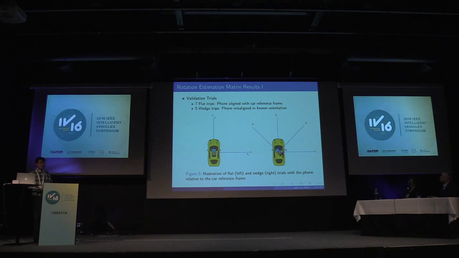So we also have validation trials for the rotation matrix estimation. And there are two sets of trials that we perform. The first of which is what I call flat trials. In the flat trials depicted in the left figure, the phone is completely aligned with the car's reference frame. This is important because it provides us with a baseline, as there should be no rotation for these trials. We performed seven such trials. The second set is what I call wedge trials, where the phone is misaligned in a known orientation. This is depicted on the right, and we performed five of these trials.